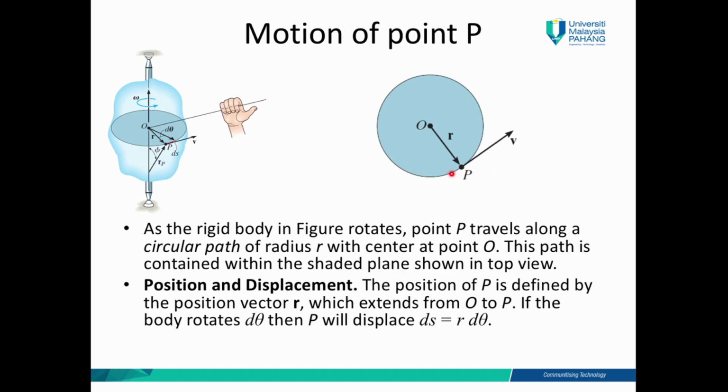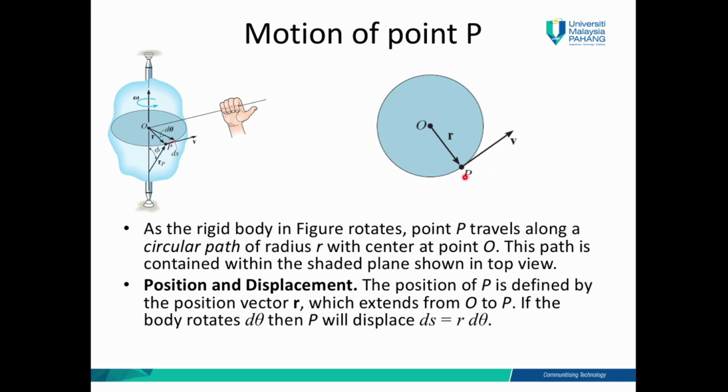For example, let's say we have a point P, and this point P is experiencing a rotation because the rigid body is experiencing a rotation. So you can define the position of this P by the position vector r, which extends from the center of the rotation to the point P.